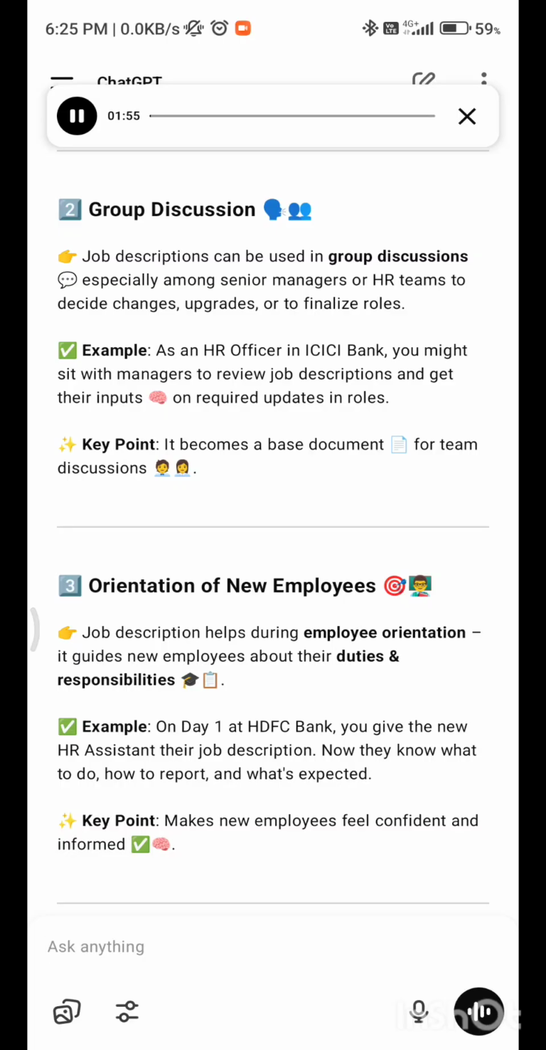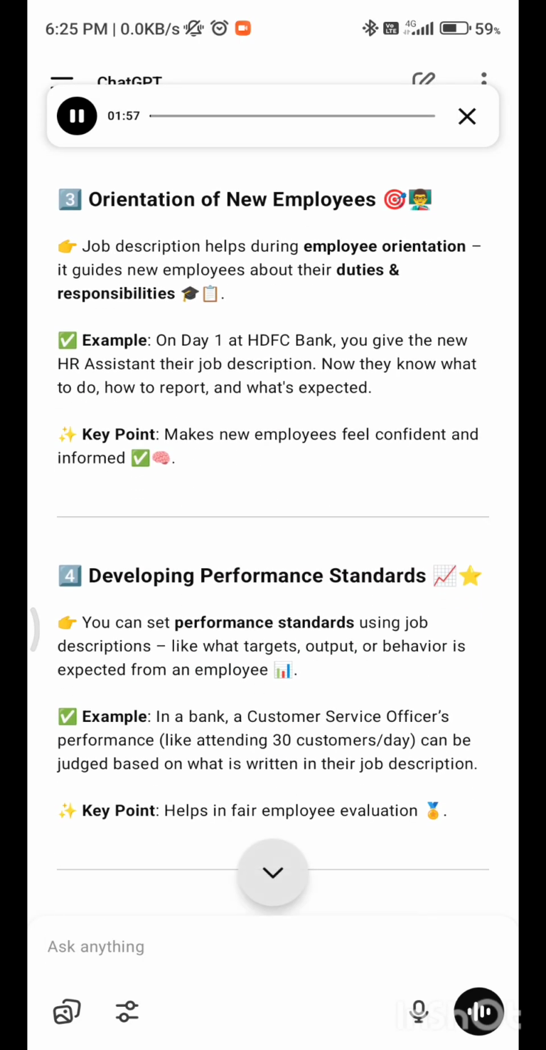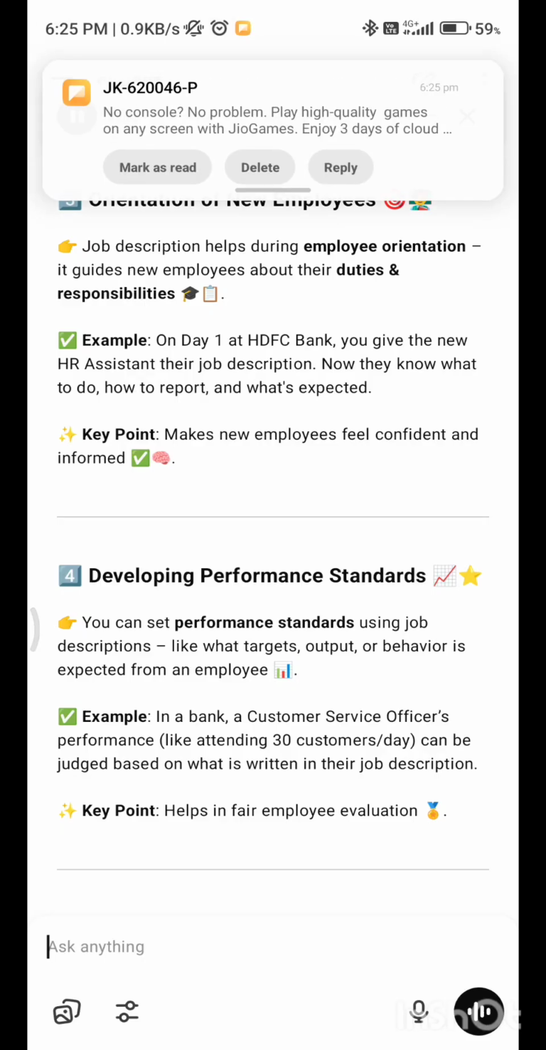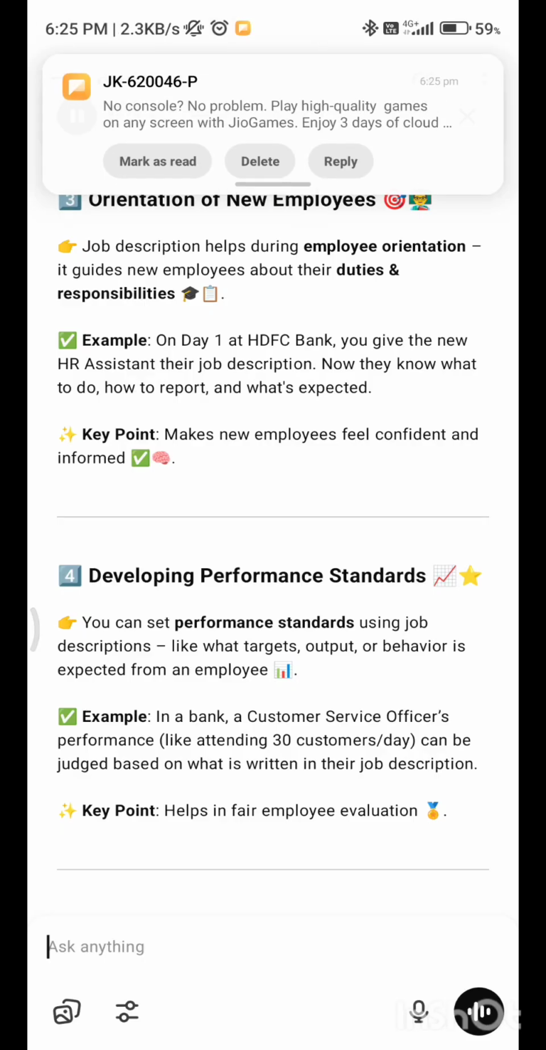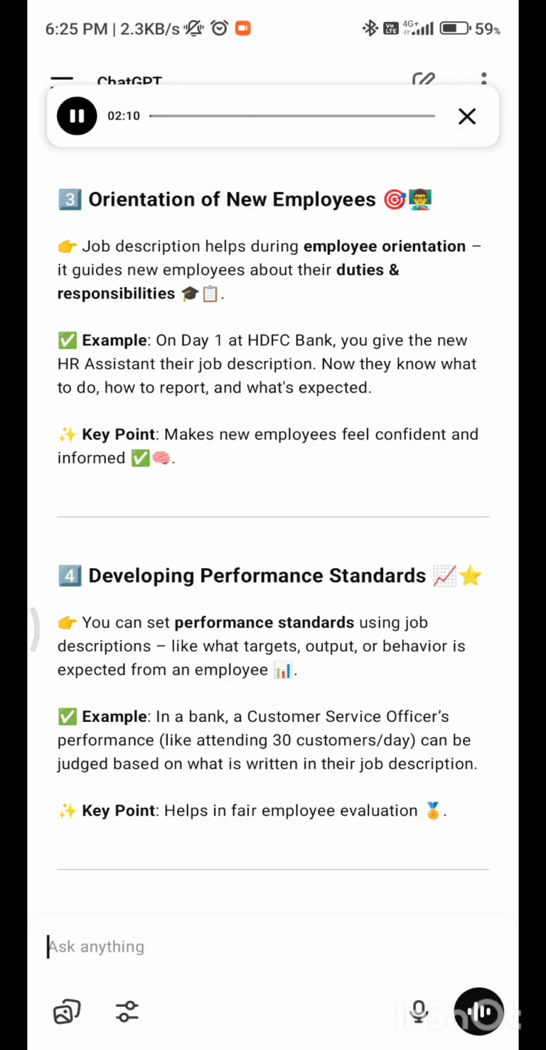3. Orientation of new employees. Job description helps during employee orientation. It guides new employees about their duties and responsibilities. Example, on day 1 at HDFC Bank, you give the new HR assistant their job description. Now they know what to do, how to report, and what's expected. Key point: makes new employees feel confident and informed.